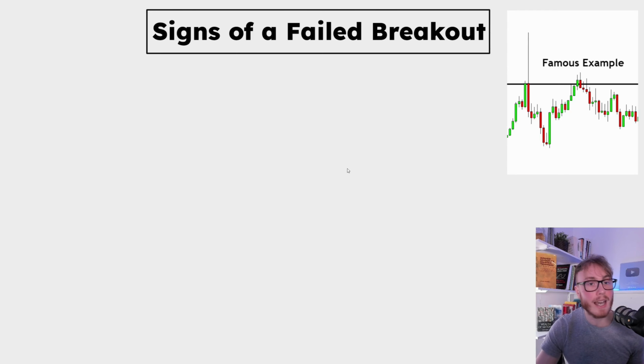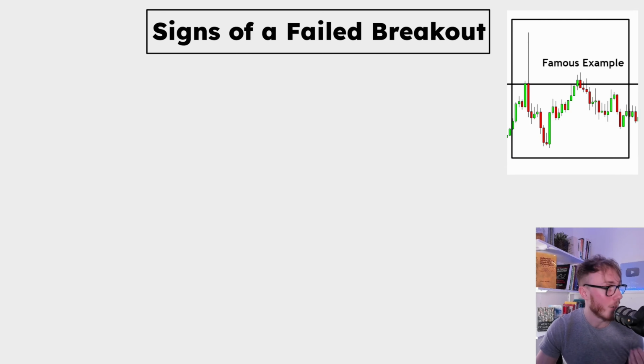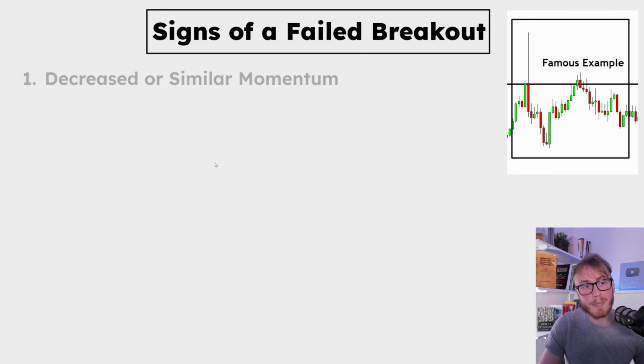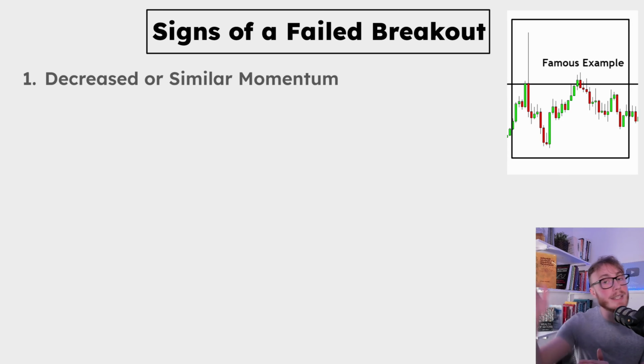So let's take a look at the signs here of a failed breakout, and after this we will also take a look at a famous example of a failed breakout. But as for the signs here, the first sign we're looking out for is decreased or similar momentum. So if we break a level but the momentum is not increasing, that is a sign that we might be talking about a failed breakout.